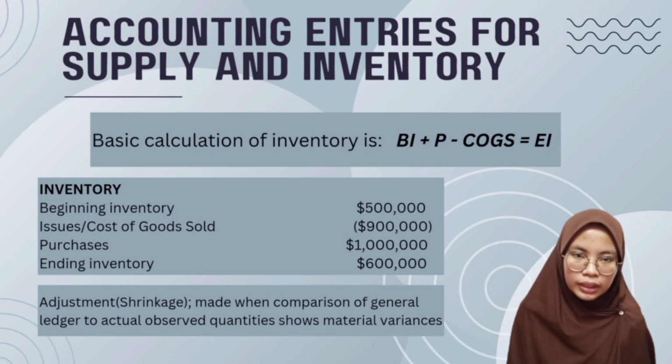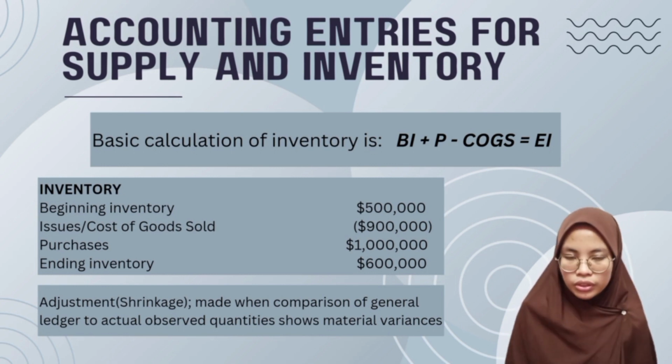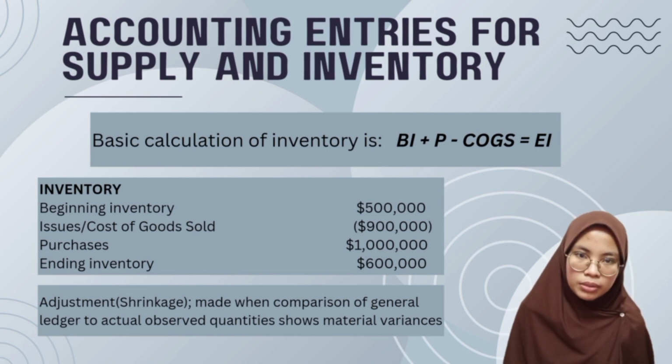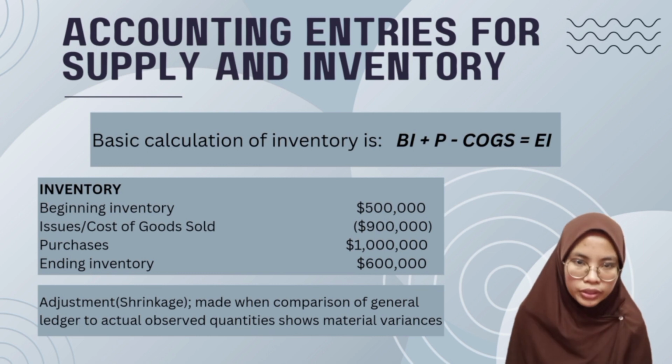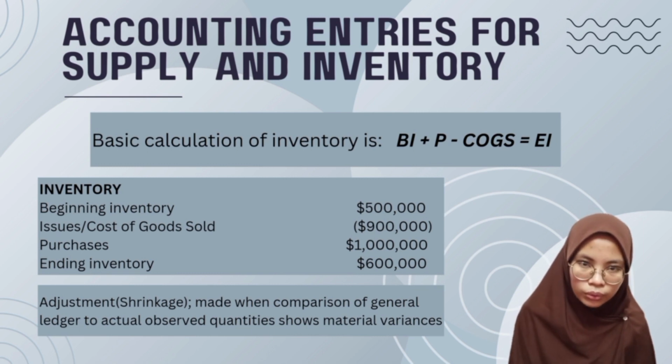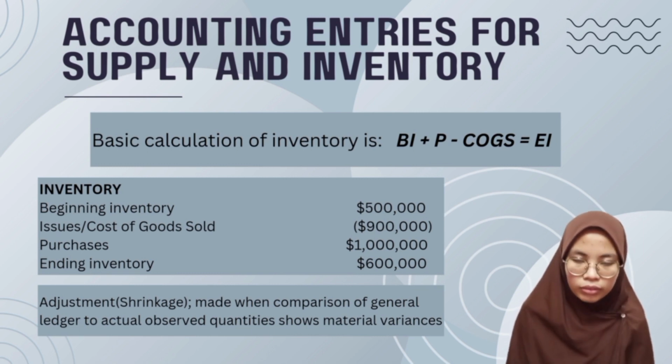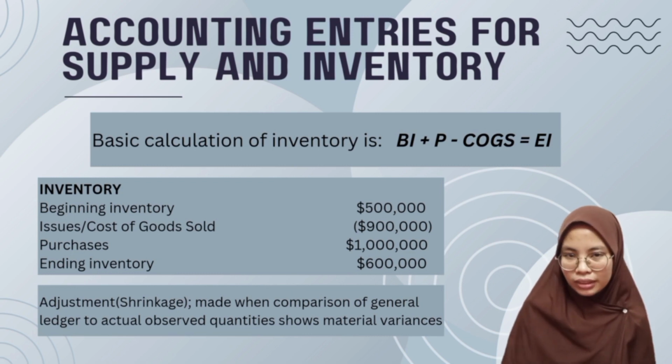Accounting entries for supply and inventory. The basic equation of inventory is BI plus P minus COGS equals EI. BI is beginning inventory, P is purchases, COGS is cost of goods sold, and EI is ending inventory. Let's take a look at the example.